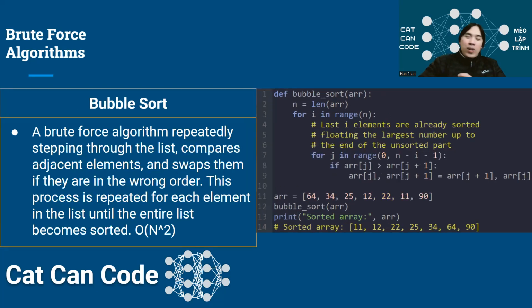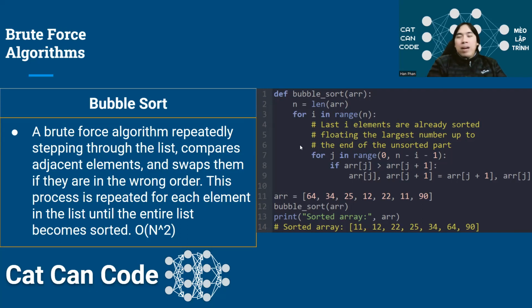Okay, so let's jump to another example using another famous classical sort called bubble sort. Similar to selection sort, bubble sort is also O(n^2) and also a brute force algorithm. Again, it repeatedly steps through the list, compares adjacent elements and swaps them if they are in the wrong order. This process is repeated for each element in the list until the entire list becomes sorted.